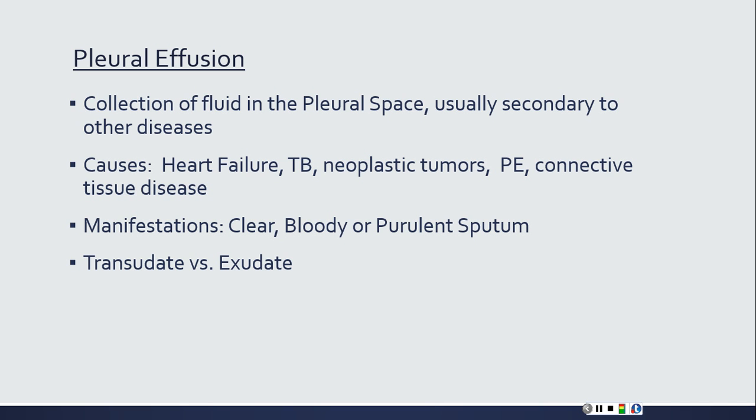Some of the causes of pleural effusion can be heart failure, TB, neoplastic tumors, pulmonary embolism, and also connective tissue disease. The normal pleural space should have between 5 to 15 milliliters of fluid, usually a lubricant type substance, not just fluid. So 5 to 15. If you have more than that, a buildup of fluid there, that's when we consider the patient to have pleural effusion.